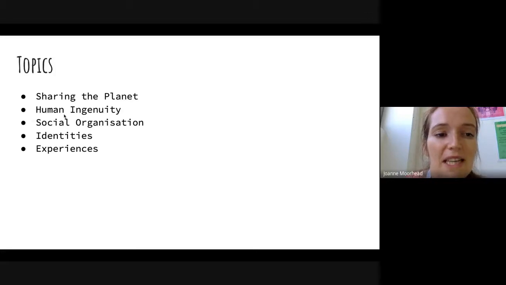Human ingenuity is what we're doing at the moment, and this is all about how humans and technology interact. So we're looking at human cloning at the moment. Social organization, we connect this to A Thousand Splendid Suns and how women are treated in society, how education is run in different countries.